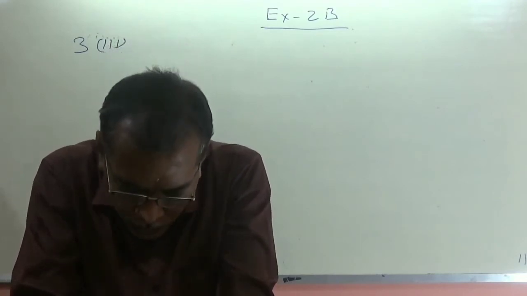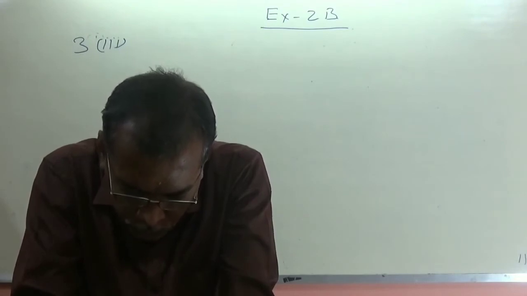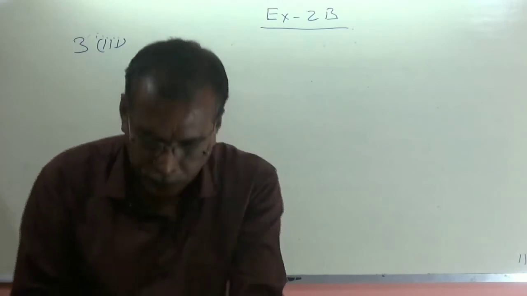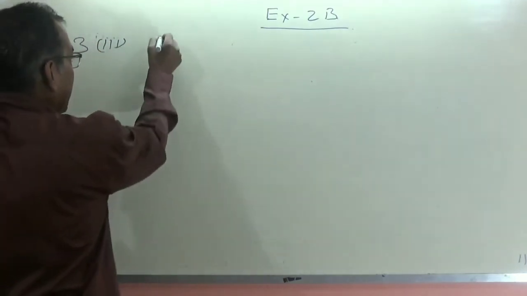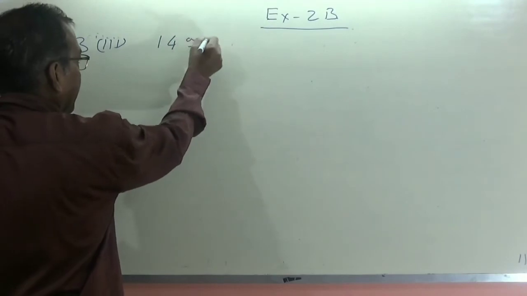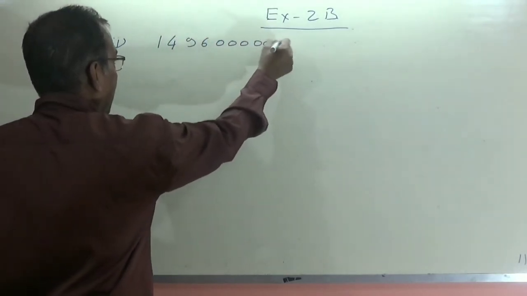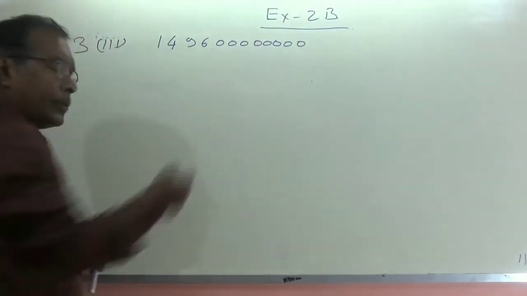Question number 3, third one says, the distance from the earth to the sun is 1496 followed by how many zeros? 3 plus 3, 6, I think 1, 2, 3, 6, 7 or 8. 8. 1496 followed by 8 zeros. 1, 2, 3, 4, 5, 6, 7, 8. Whatever it is, this much meter.